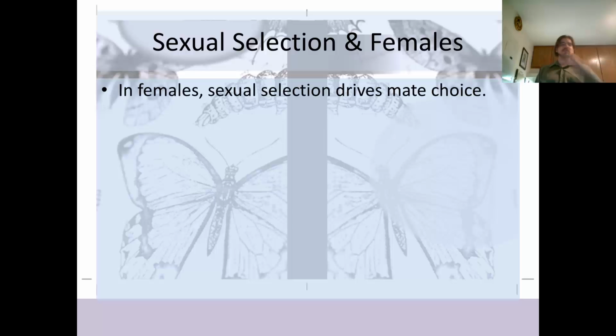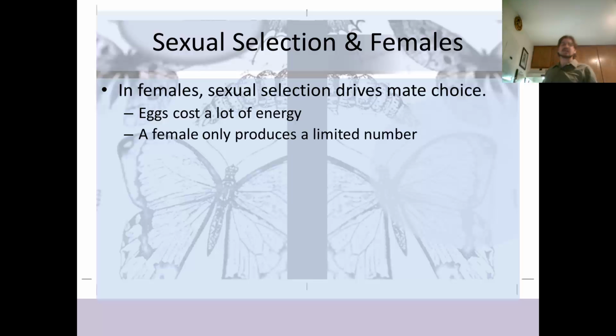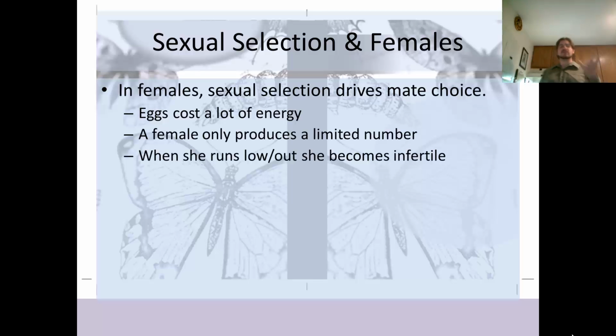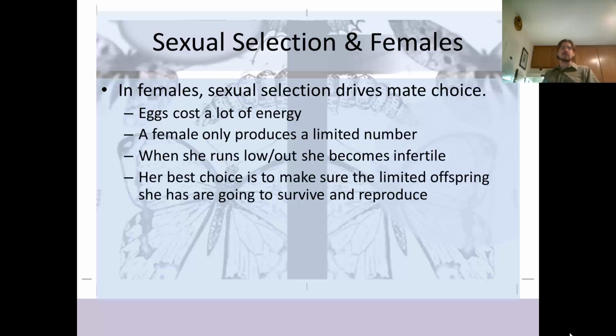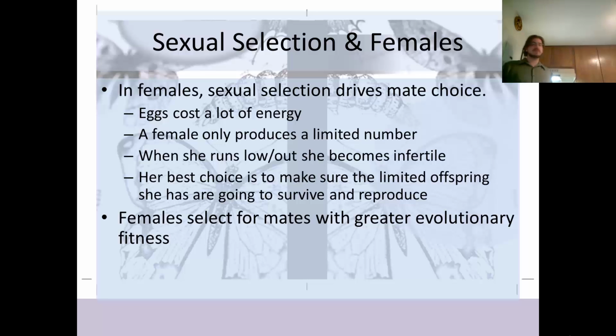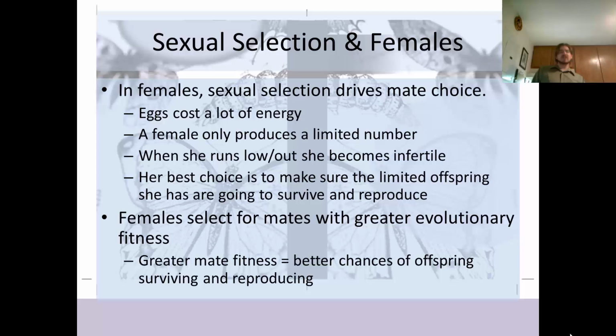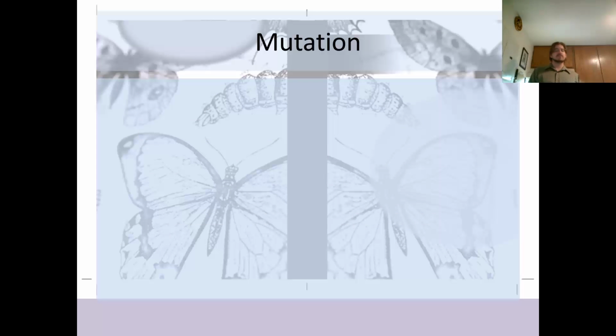So I think I just mentioned all this. In females, sexual selection drives mate choice because eggs cost energy and females produce a limited number, and when she runs low or out, she becomes infertile. So her best choice is to make sure the limited offspring she has are going to survive and reproduce. Thus, females select for mates with greater evolutionary fitness, greater mate fitness, better chances of your offspring surviving and reproducing. We'll come back talking about mutation.